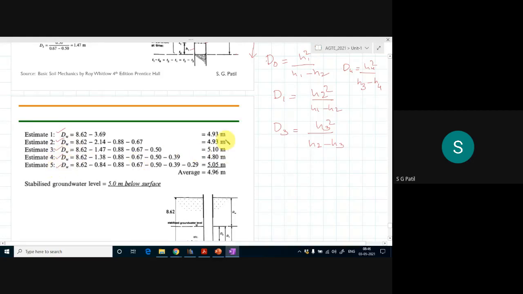I will get values like 4.93, 4.93, 5.1, 4.8, 5. Either they should be the same, or if they are different, then you take the average. You add all these 5 and divide by 5. If you do that, I will get an average of 4.97, 4.96. So this is the depth of the water table from the ground level.